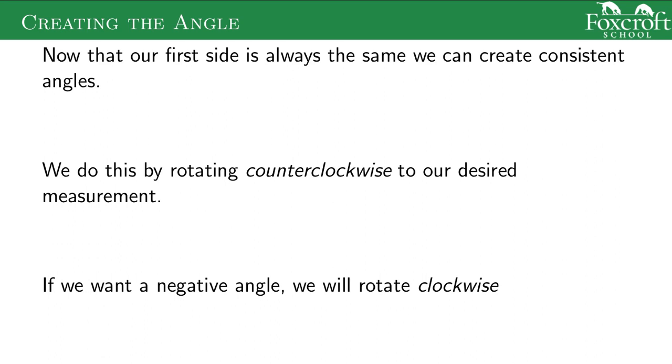All right, so now that the first side is always in the same place, we can create consistent angles. So a 45-degree angle is always going to look the same. A 60-degree angle will always look the same. And what we do is we have our angle with one side on the positive x-axis, and we're going to rotate counterclockwise to get to the angle we want. So we rotate to the 60-degree angle here. This is the only 60-degree angle that we're talking about.